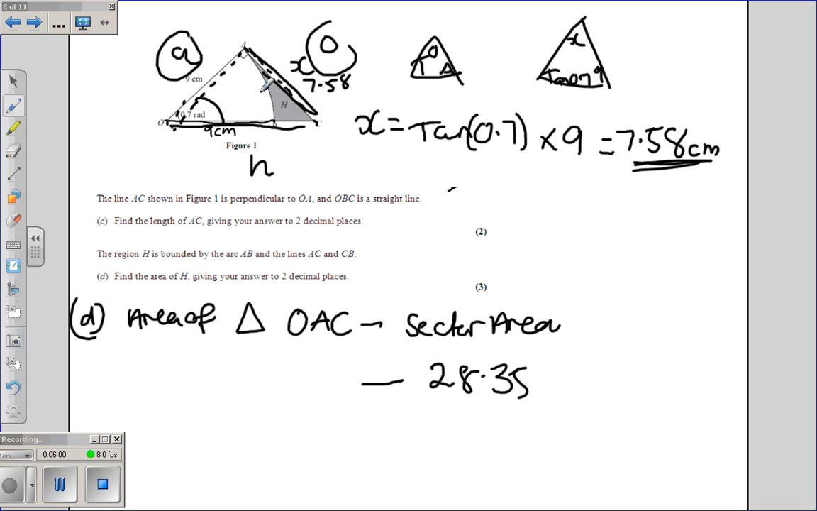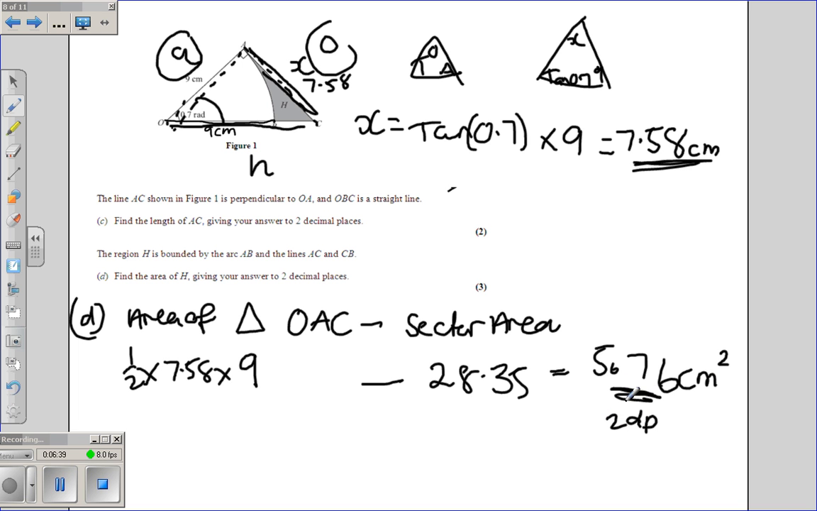Either way, it doesn't matter. This is a nice one because you can do half base times height. Half times 7.58 times 9. If you're doing half AB sine C, you'd be timesing by sine of 90, which would be 1. So it's the same either way. So just type that in, times by 0.5 times by 9, subtract the 28.35, and we end up altogether, I've typed it all in, with 5.76, so 2 decimal places. And that's that question done.